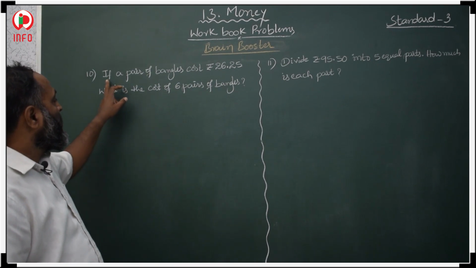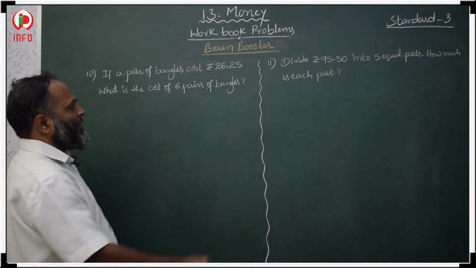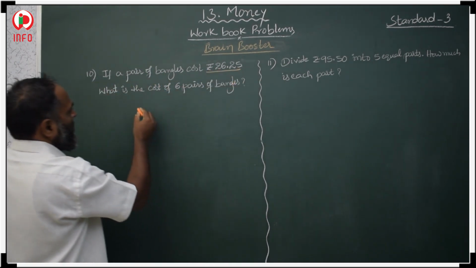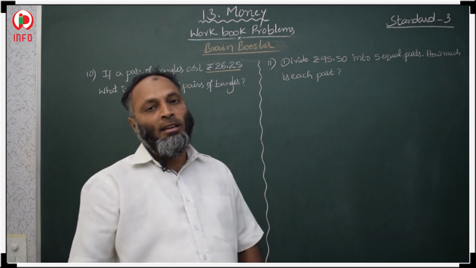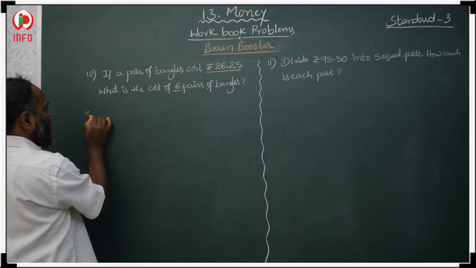Now the next, if a pair of bangles costs 26 rupees 25 paisa. 6 pairs of bangles he is asking. One pair is given, more he is asking, means multiply. Okay.